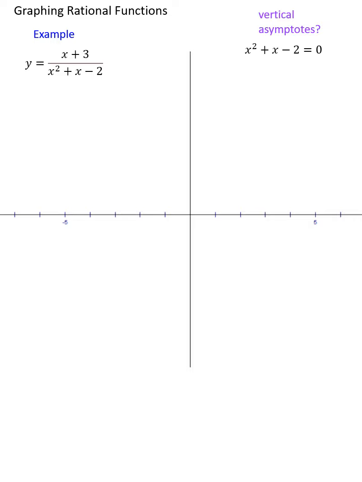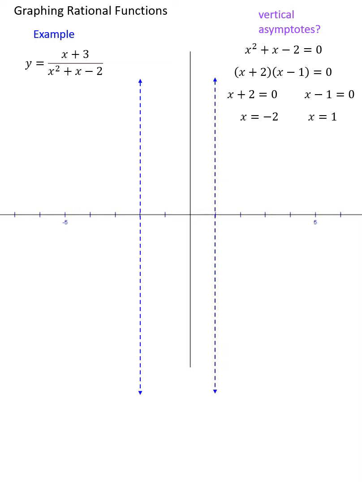Vertical asymptotes occur whenever your denominator is 0 and your numerator isn't. You can see from the algebra here that there are 2 places where the denominator is 0. And furthermore, at these 2 values, the numerator isn't 0 for either of them. Therefore, both of these are vertical asymptotes to the problem.